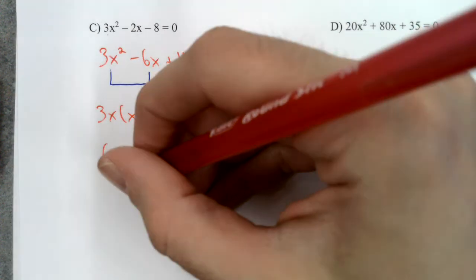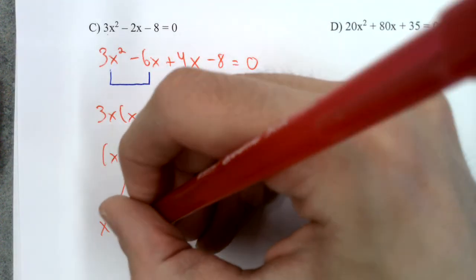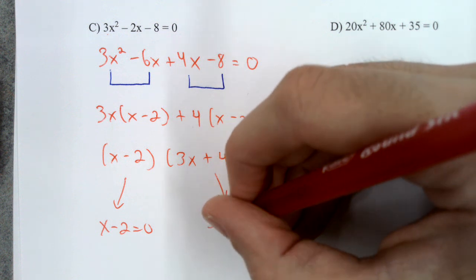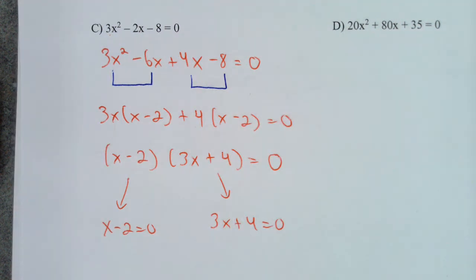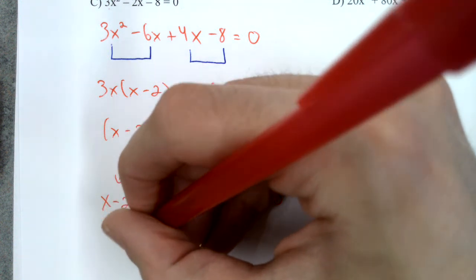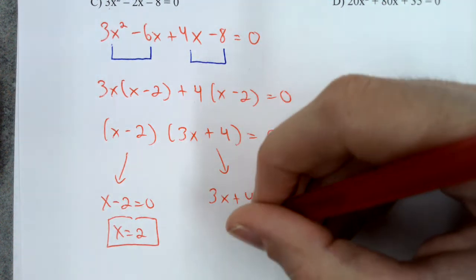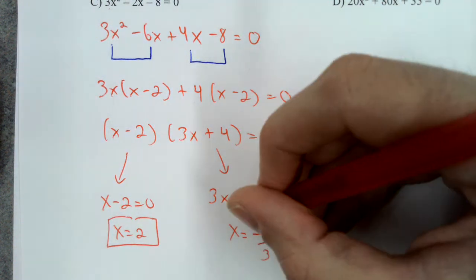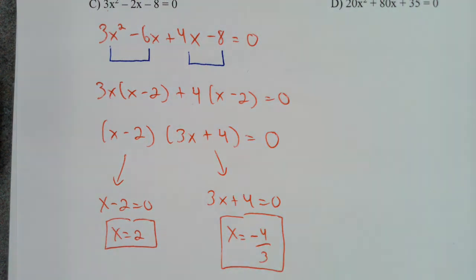Solve each of these. x minus 2 equals 0, and then you got 3x plus 4 equals 0. So x equals 2, and x equals negative 4/3. Done.